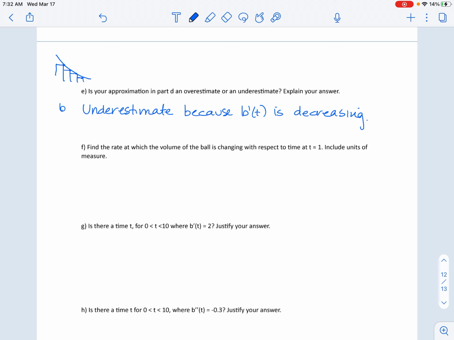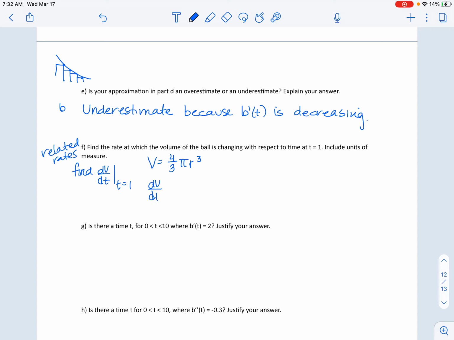Part F, find the rate at which the volume is changing with respect to time at t equals 1. That is a related rate. So find the rate at which the volume of the ball is changing with respect to time. That says find dV/dt when t equals 1. So we must need a formula for volume. I don't anticipate the AP test would make you know this. In fact, I'm almost positive of it. So they would give you some formula like that.